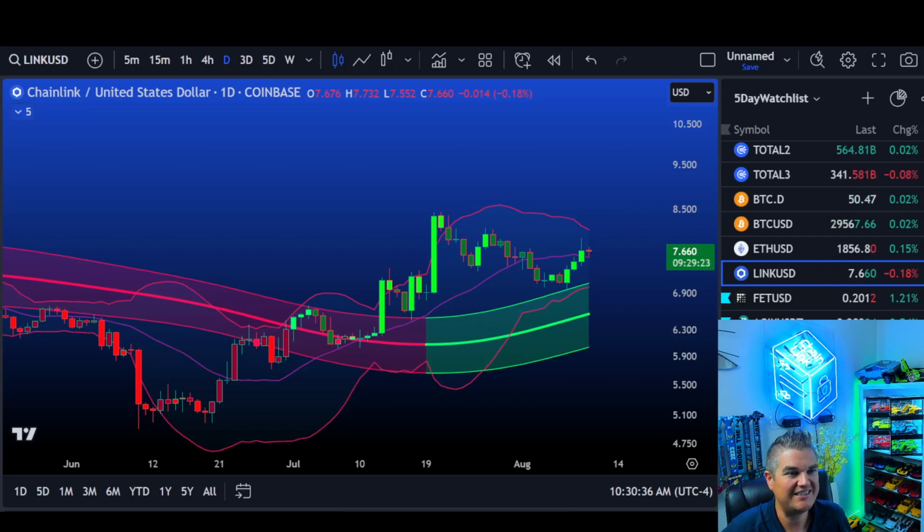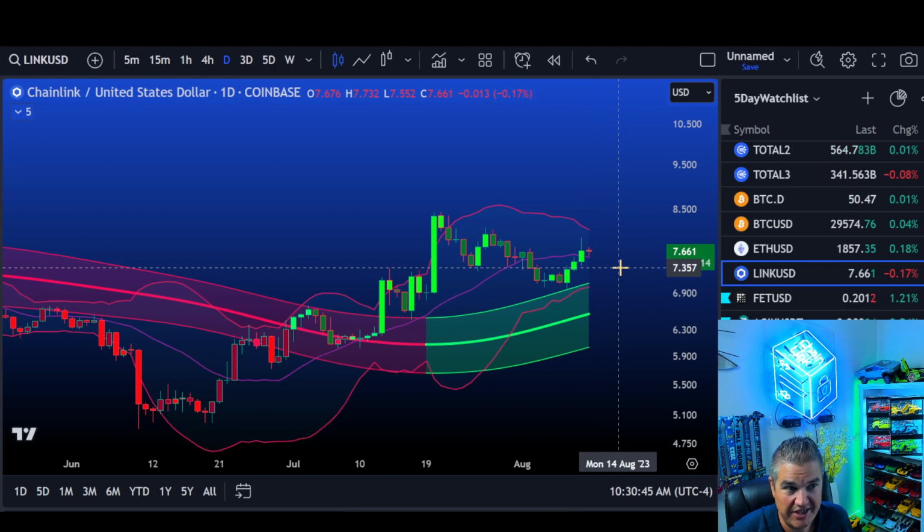Chainlink update on the daily chart. Looking at the Gaussian channel, Bollinger Bands. That's all we have. We're going to look at trends. We're going to also look at Heikin Ashi candles and see if we can teach you a little something there.